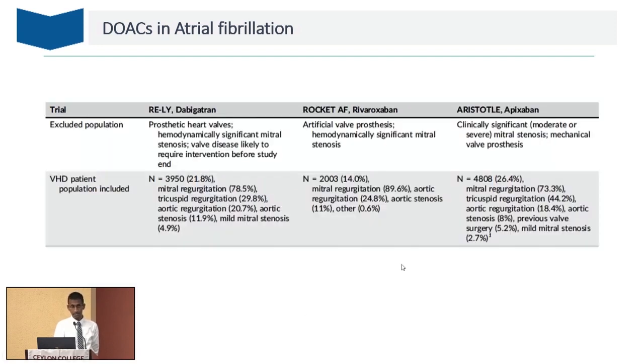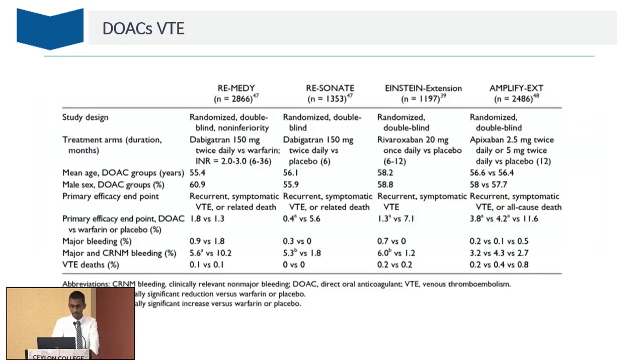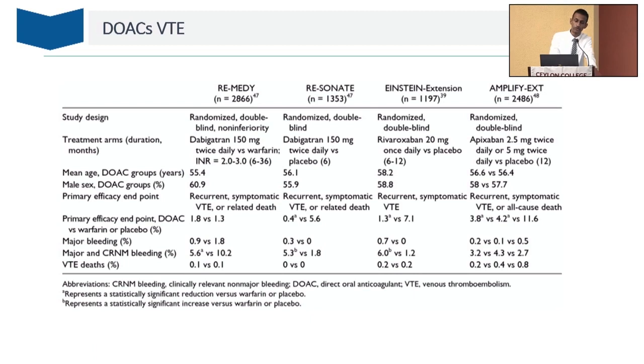Another interesting point when it comes to the AF trials is the valvular heart disease group. Atrial fibrillation secondary to valvular heart disease was quite poorly represented, about 20%, 14 and 26. Even in that, there were no moderate to severe mitral stenosis patients. Then we go on to the randomized control trials that looked at DOACs in VTE.